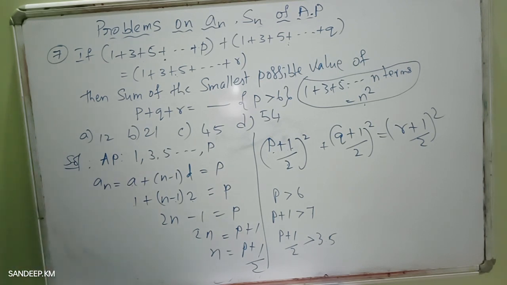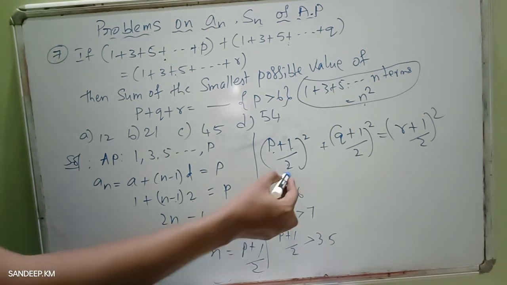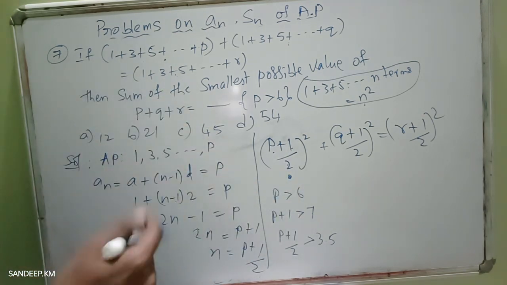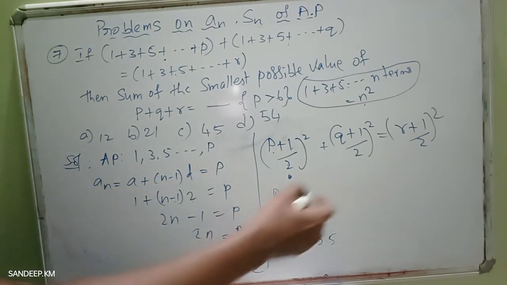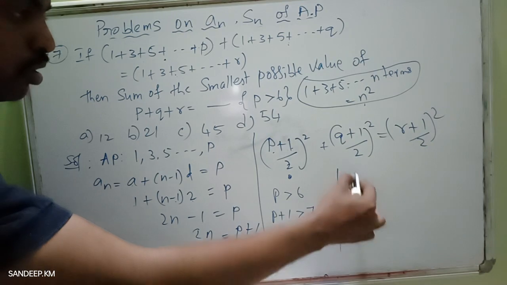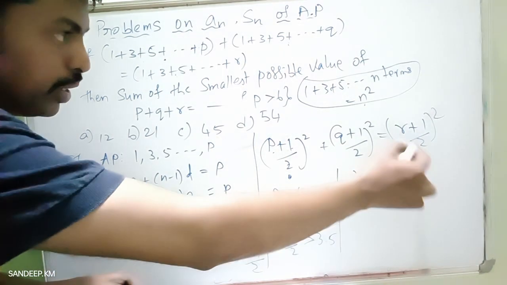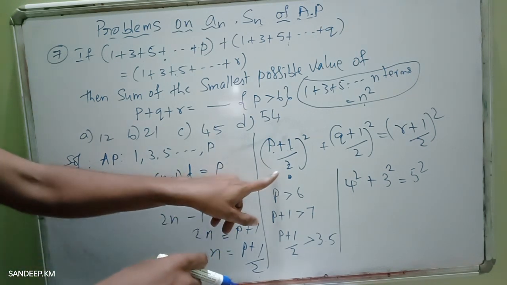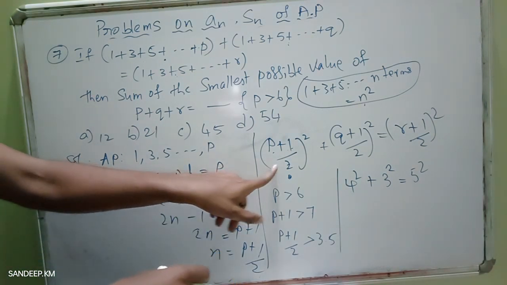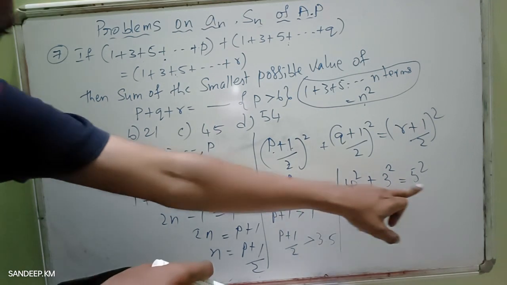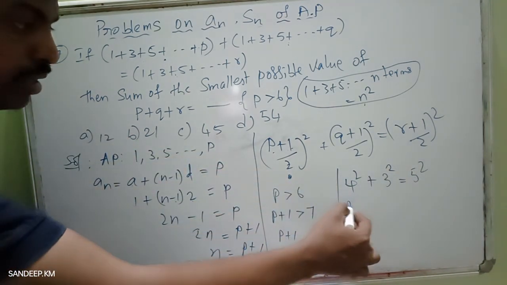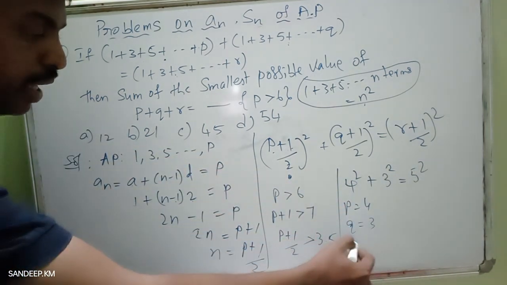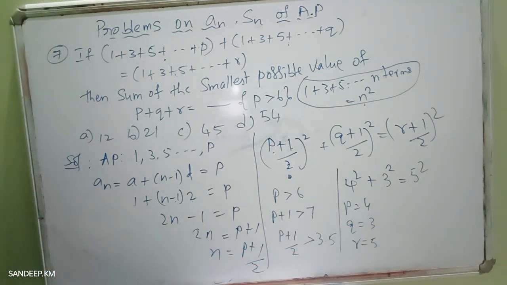Now, do you remember the Pythagorean triplet? The Pythagorean triplet where this number is just more than 3.5. Yes, if you know it, what is it? 4 square plus 3 square is equal to 5 square. The Pythagorean triplet where this number is just more than 3.5 is 4. Correct or not? 4 square plus 3 square is equal to 5 square. So (p plus 1) by 2 is 4, (q plus 1) by 2 is 3 and (r plus 1) by 2 is 5.